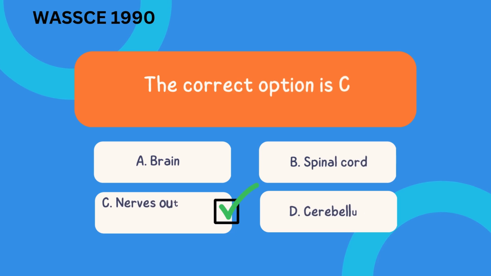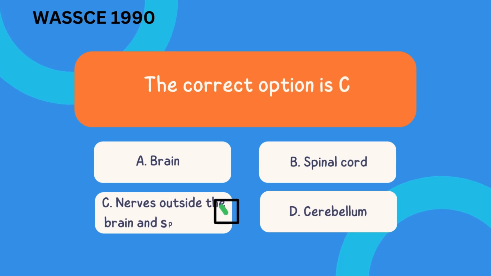The correct option is option C, nerves outside the brain and the spinal cord. Option A is wrong because the brain is part of the central nervous system. Option B is also wrong for the same reason. And option D is also wrong because the cerebellum is part of the brain, which is part of the central nervous system.